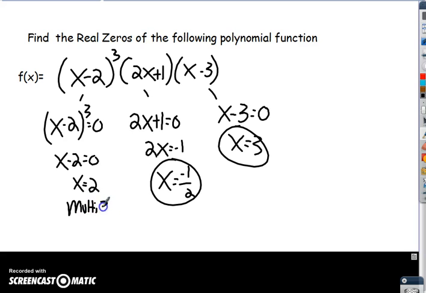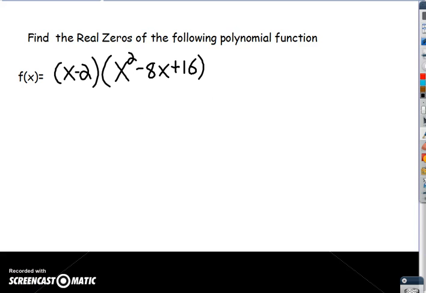and then we solve, and then we just state its multiplicity. Now, why do I have to state its multiplicity? Because later on, when I build polynomials from zeros later on this chapter, that's going to become an important thing to know. So don't just throw it out.